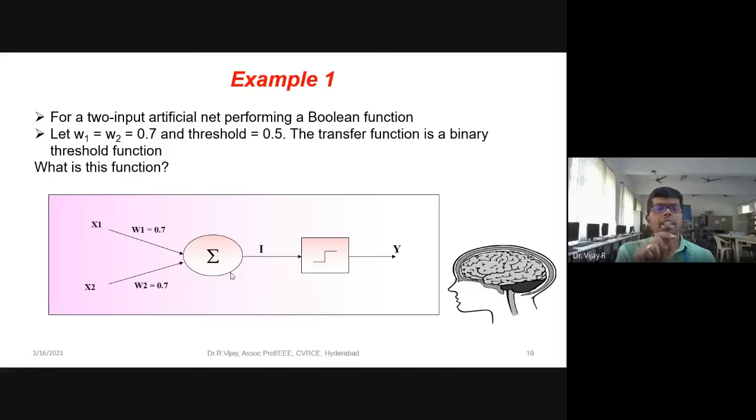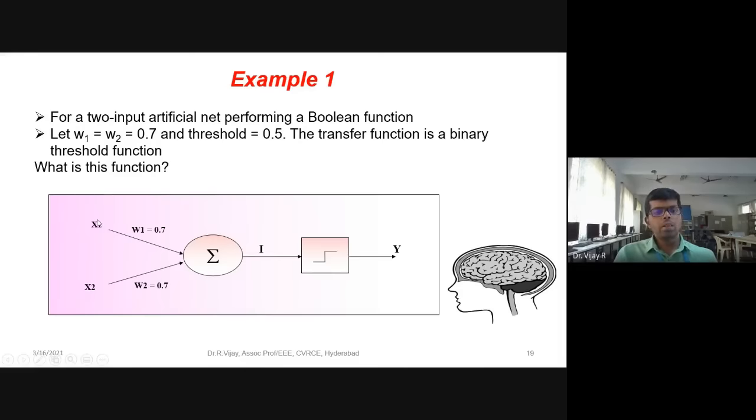Okay, so the weightage I'm giving is 0.7 for W1 and 0.7 for W2. Here I'm going to add. So what is my threshold function? The threshold is 0.5. Only the allowed value is 0.5, and beyond that it won't allow.